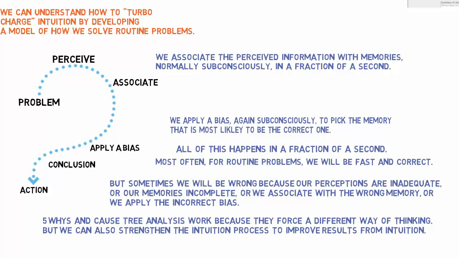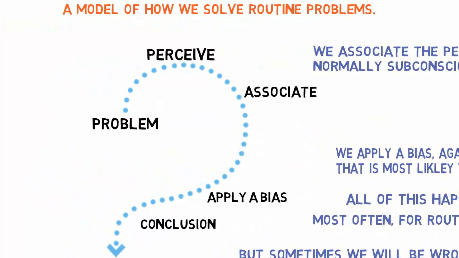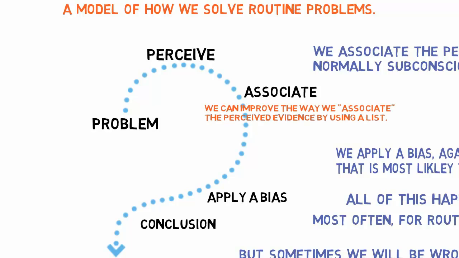But sometimes we'll be wrong because our perceptions are inadequate, our memories incomplete, or we associate with the wrong memory, or we apply the incorrect bias. We can improve our performance by referring to a list. The following example will help to show how this works.